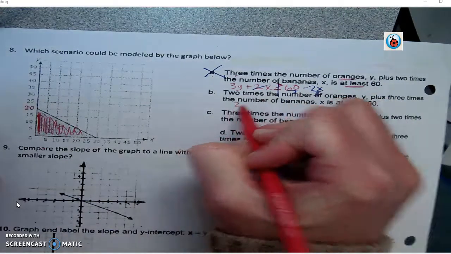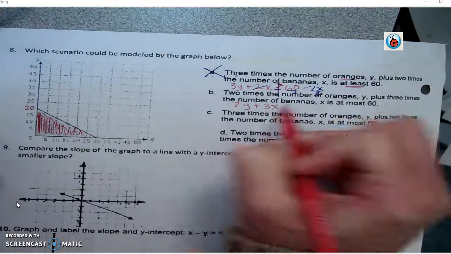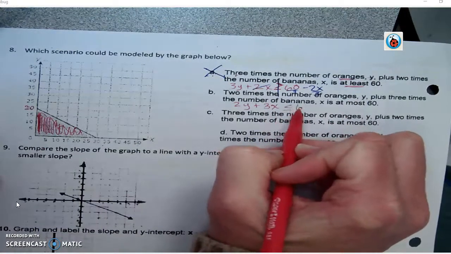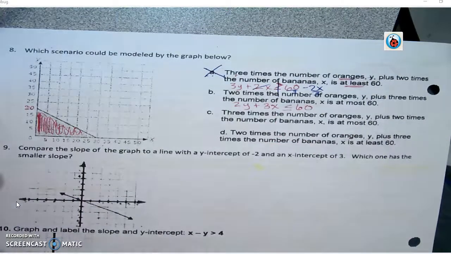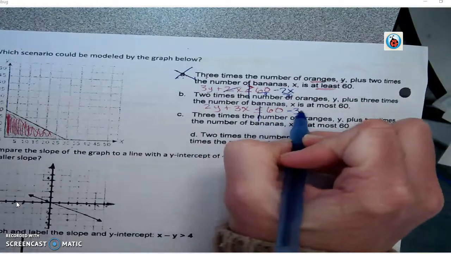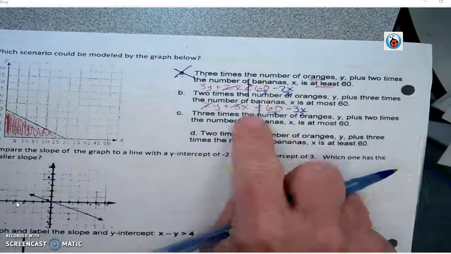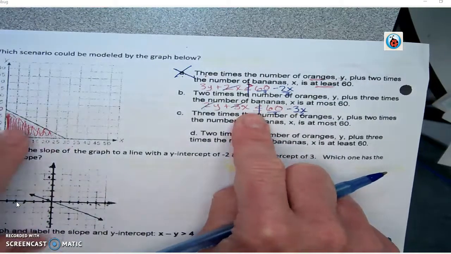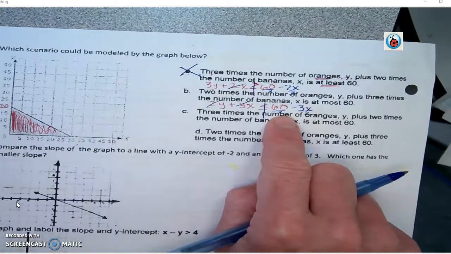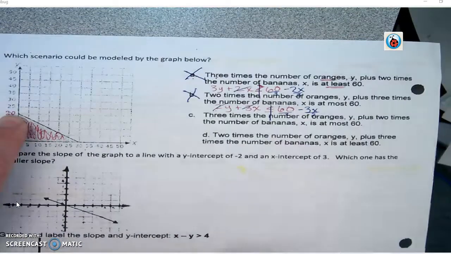2 times the number of oranges, y, so 2y, plus 3 times the number of bananas, so 3x, is at most, less than or equal to 60. For this one, I need to solve it for y. So I draw my line. I would subtract 3x and divide everything by 2. It's less than or equal to, so that's good because you shade below for less than or equal to. 60 divided by 2, though, would give you 30. Isn't the graph starting at 20? No, so B is not the answer.